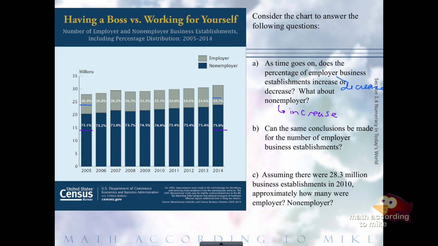side, it does show us the number of millions of establishments, but we don't know exactly how high each bar is. If we knew how high each bar was, then we can calculate the number of establishments per year of each type and then make a conclusion. So please be careful between when they give you a percent and when they give you a number.